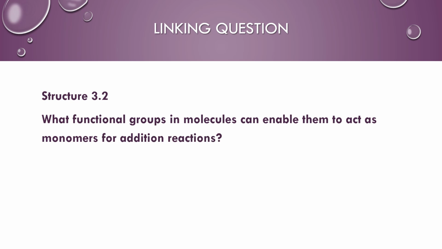And then it also links for 3.2 functional groups and molecules that can enable them to act as monomers for addition reactions. You're definitely looking for that double bond. So we said it's an alkene functional group. That alkene is going to be able to be split to form that addition polymer.